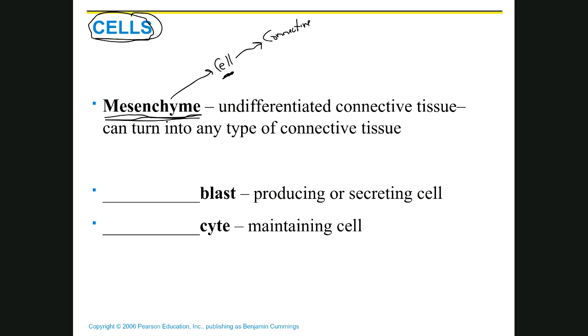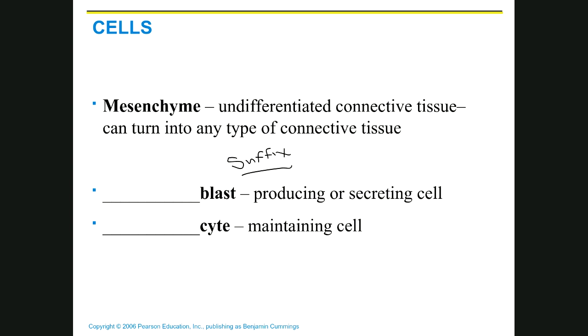Well, cells are going to have a name. In that name, there's a suffix. And that suffix is going to tell you something about the cell. It's going to be something blast. Well, if it's a blast cell, it's a producing cell or a secreting cell. And so it's building something. It's building a connective tissue.